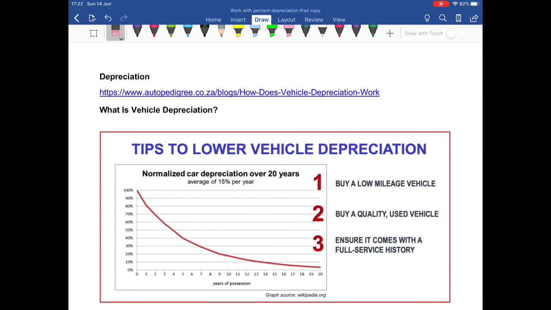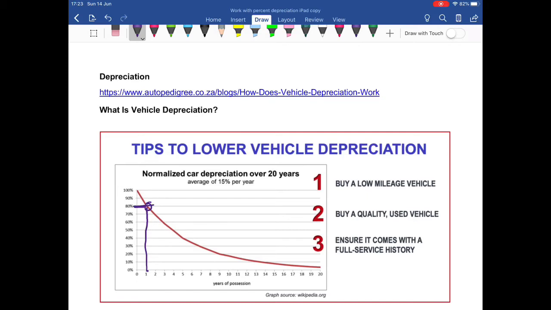Not all cars have the same rate of depreciation, but most cars depreciate at a rate of about 15 to 30% a year. However, the first year that you own a new car, it depreciates the most during that year. And thereafter, as the car gets older, the depreciation rate decreases as well. So if we have a look at this graph, we can see in the first year, this car has lost 20% of its value because it's only worth 80% of its value.